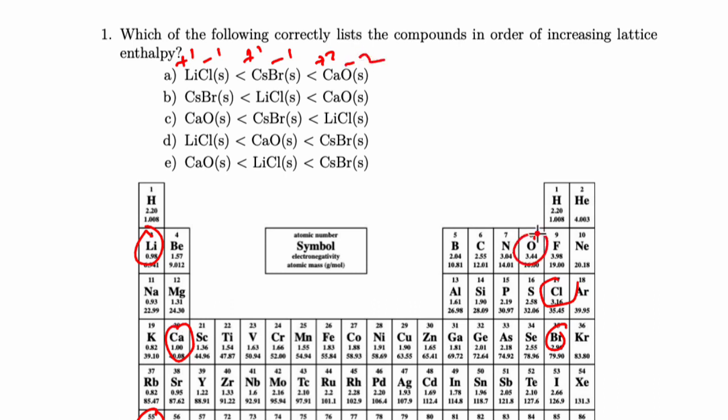And so it tells us that the calcium oxide should have the highest lattice enthalpy, the highest melting point. Now the other two are both +1, -1. And so we can't do it in terms of charge, so we have to do it in terms of size. Lithium is smaller than cesium, and chlorine is smaller than bromine. So that tells you the lithium chloride should be next, and then the cesium bromide should have the smallest lattice enthalpy and the lowest melting point.